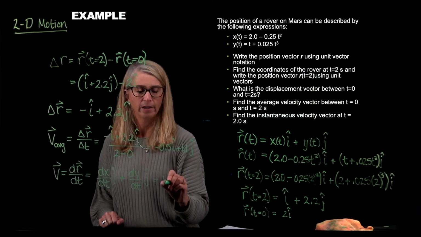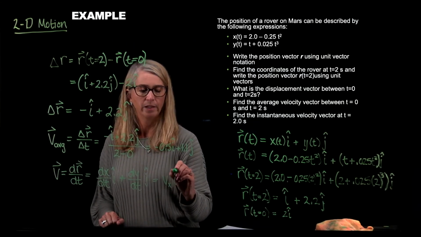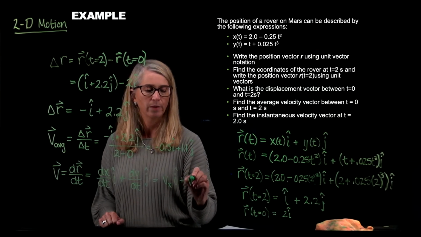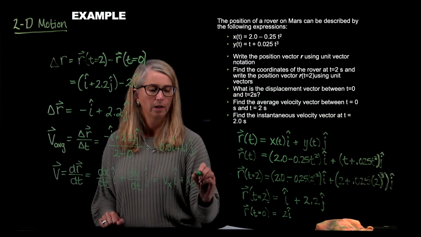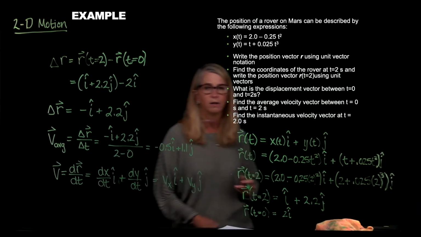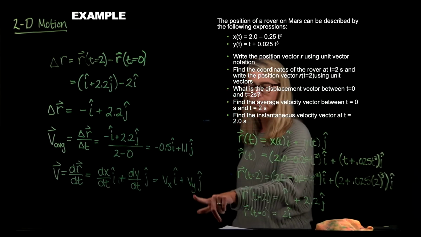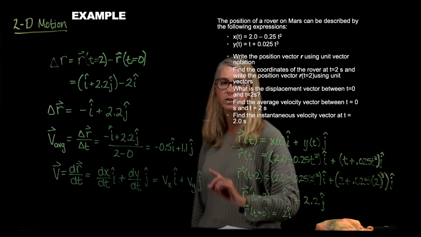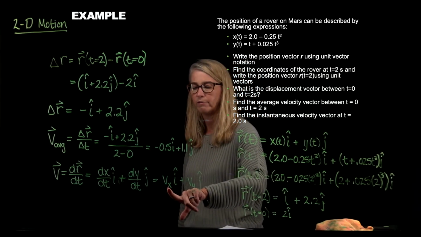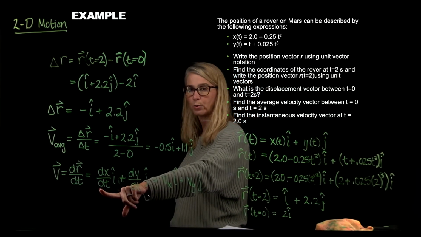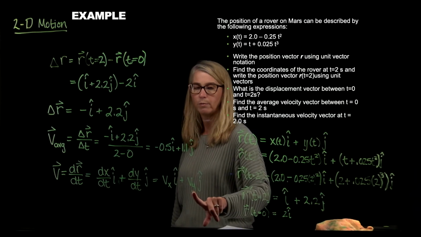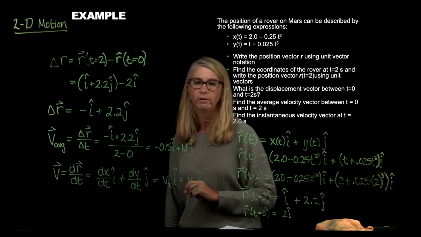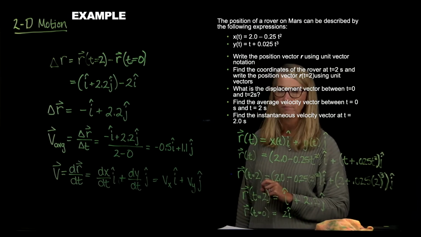To simplify this, the instantaneous velocity has two components, an x component of its velocity and a y component of its velocity. Once again, the x component of velocity is the derivative of x with respect to time. The y component of velocity is the derivative of y with respect to time.